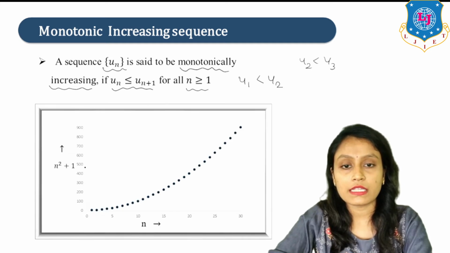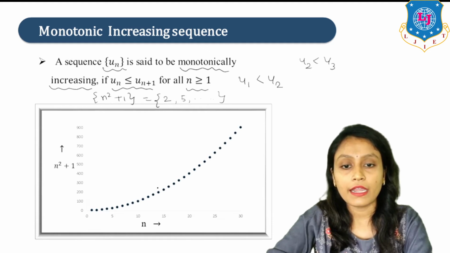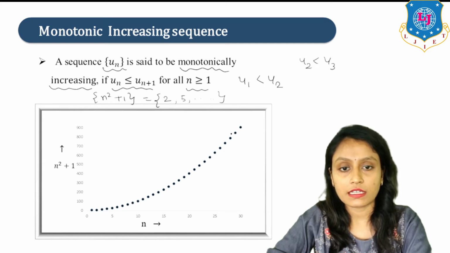Here a sequence n square plus 1 is given. Now if you substitute n equals 1, you will get the first term as 2. For n equals 2, you will get the second term 5, and so on. As you can see, as you increase n, the number is also increasing, right? And also in the graph, you can see that the sequence is increasing.